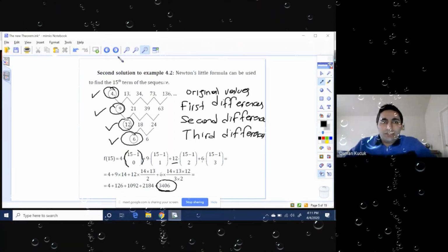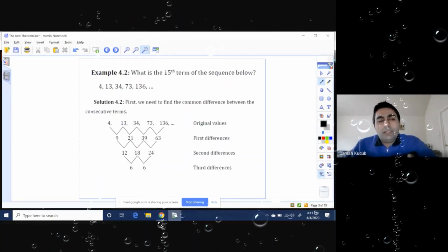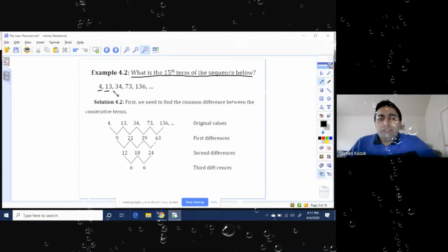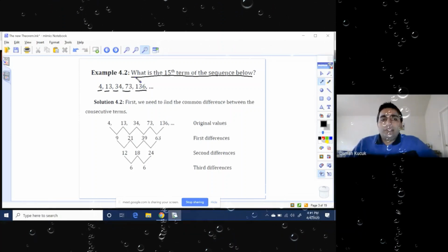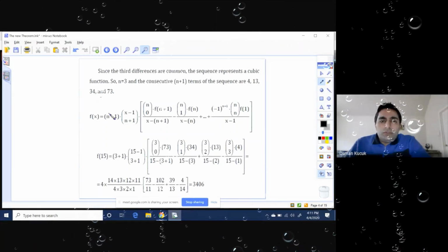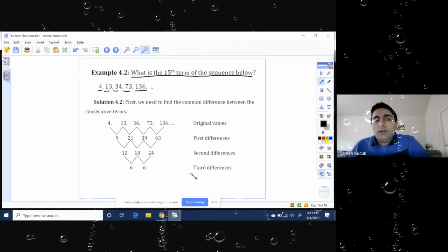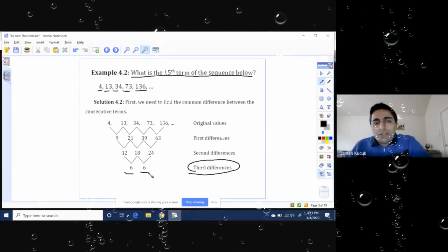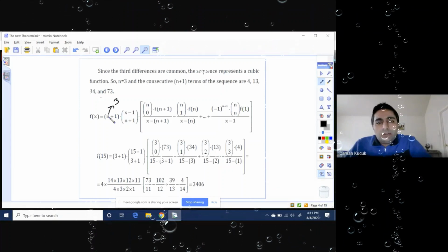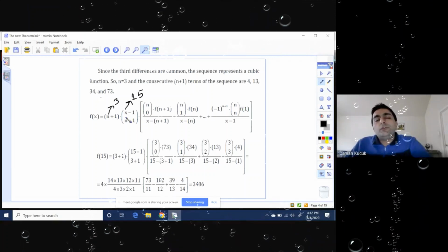The method I mentioned, let's solve the same question with the formula I mentioned. What is the 15th term of the sequence below? 4, 13, 34, 73, 136. Again, we need to substitute 3 for n because the sequence is cubic. Why? Because the third differences of the sequence are equal, common. So 3 must be substituted for n. Since we are looking for the 15th term, we need to substitute 15 for x.